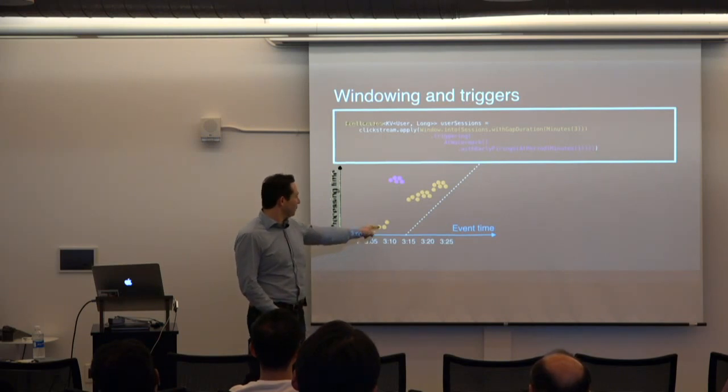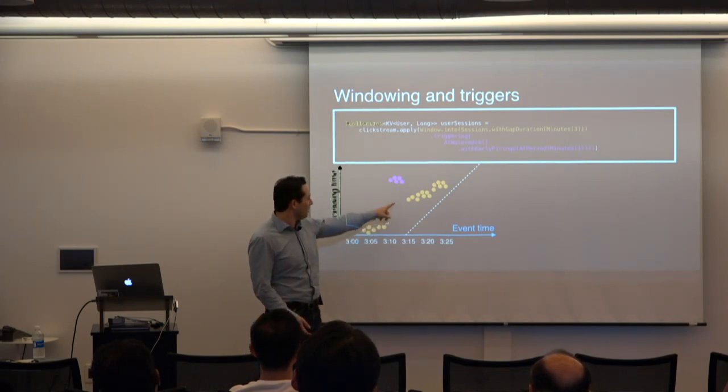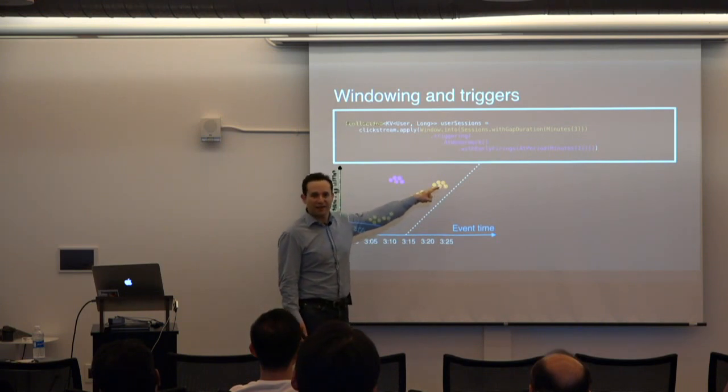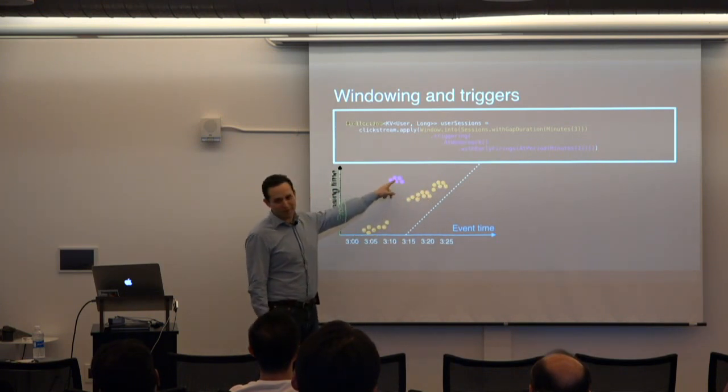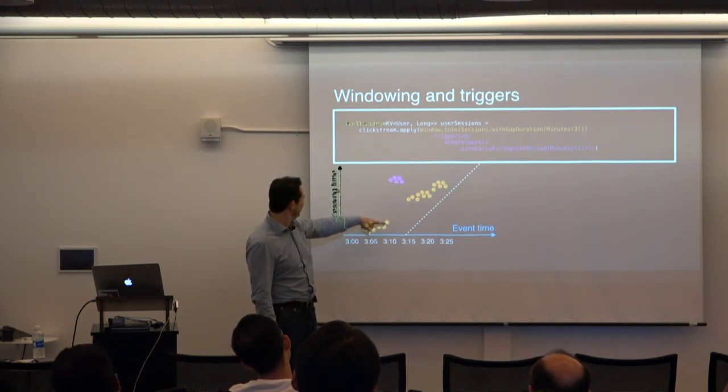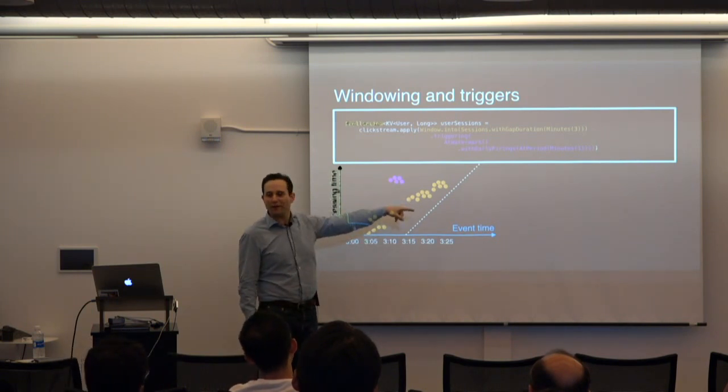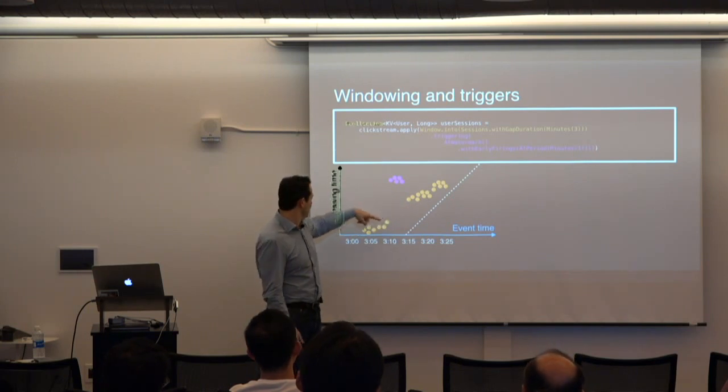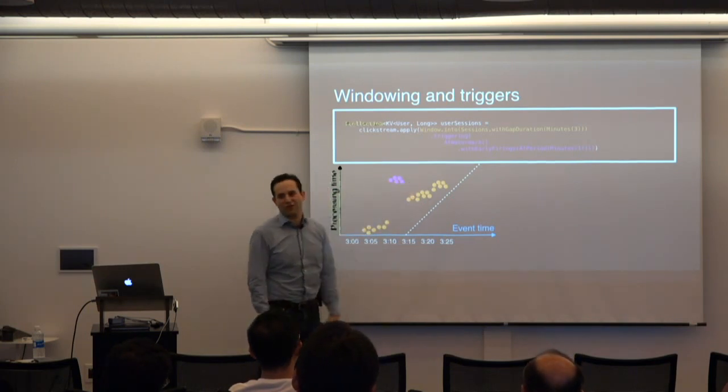The first batch of data showed up pretty quickly. Then this batch of data showed up. And then these events that were in the middle of event time, the events happening around 3:10, somehow those showed up out of order. Those showed up after these events showed up.